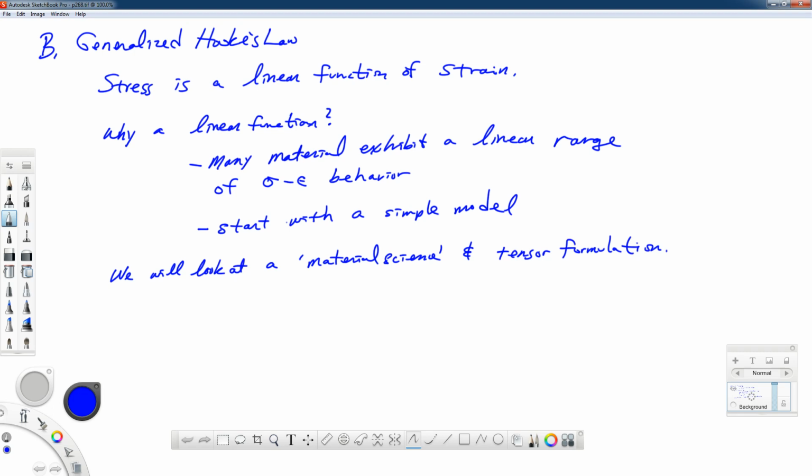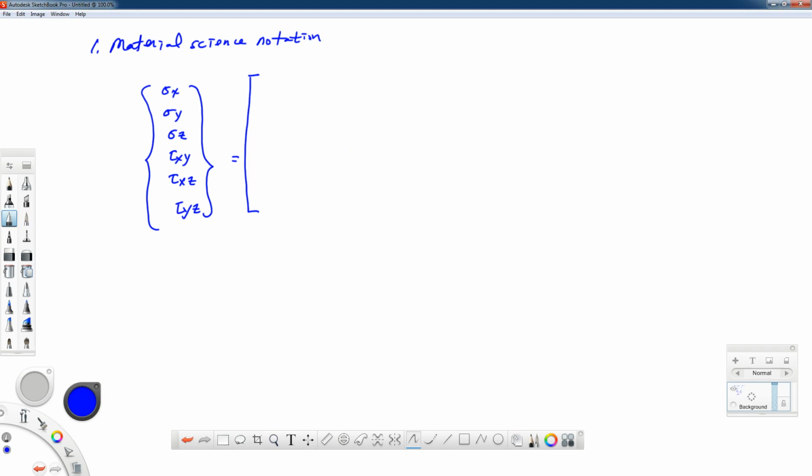Okay, so with that, we'll clean a new page here and we'll take a look at our material science type notation. Well, in the most general form of our 3D Hooke's law, each of our stress components can be written in terms of constants times each of our different strain components. And so with this material science notation, we're not taking advantage of the tensor type notation, but we can still write this in terms of a vector and matrix type format. On the left hand side, we have our vector of stresses, sigma x, sigma y, sigma z, the normal stresses, and the shear stresses tau xy, tau xz, and tau yz.